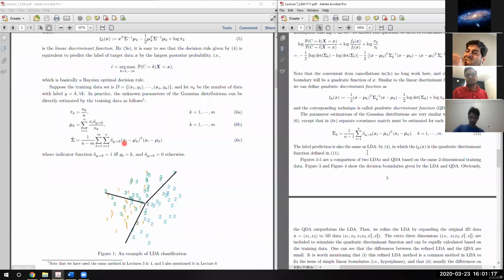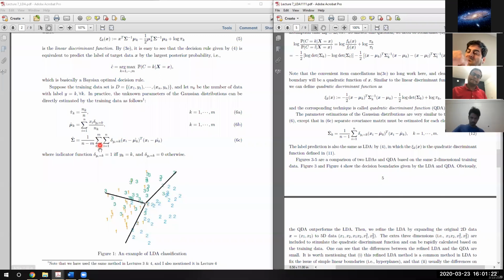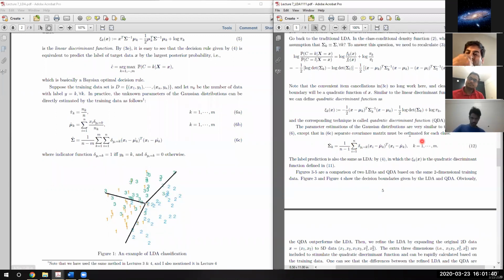Compare this one, 6C, with the 12. What do you see? Here, I have a summation for all classes, but here, in the estimation for sigma k, I don't have a summation over all classes. And another thing is that here I have n minus 1 instead of n minus m, because for each class I'm going to do it this way. So this is the only difference in terms of the parameter estimations of the Gaussian distribution.